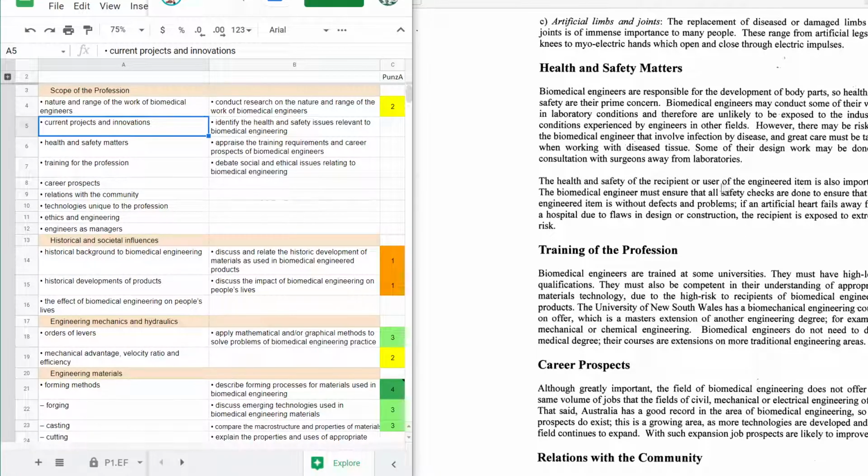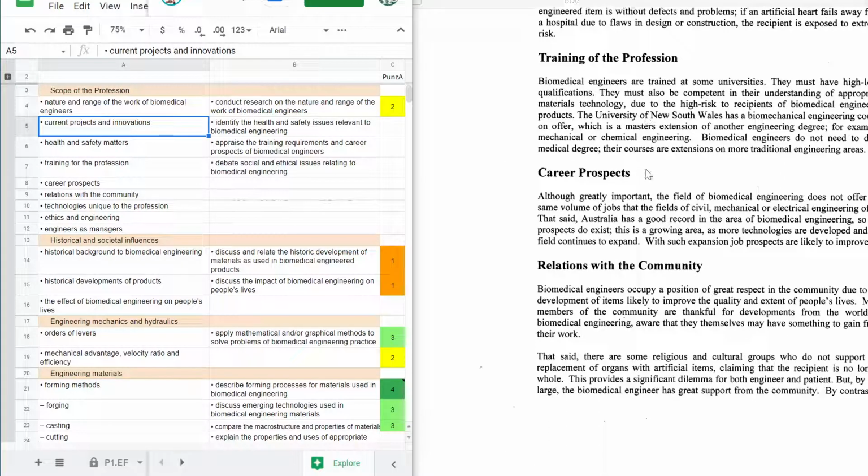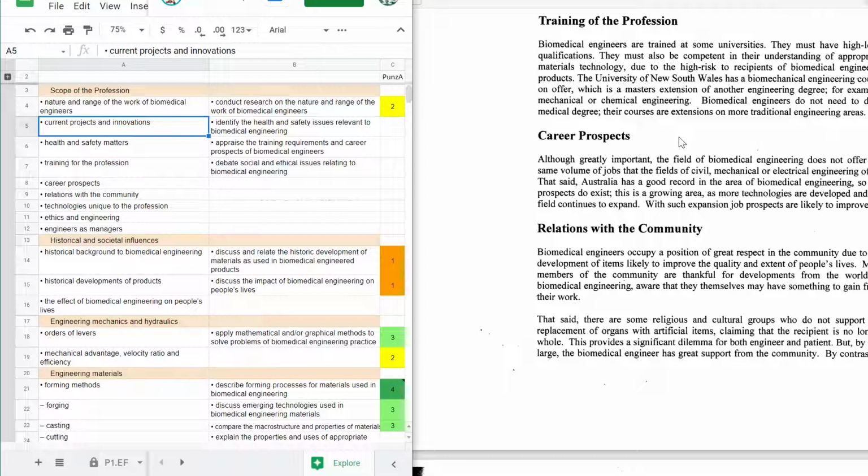We're not going into a heap of depth in the book, and we will come back to this, but not in a great amount of depth. Okay, training for the profession. We just look at which unis offer biomedical. I think the big three in the city, so UNSW, Sydney, and UTS all offer biomedical. My best student last year, she got a scholarship to do biomedical. One of my wife's friends, she did biomedical at New South.